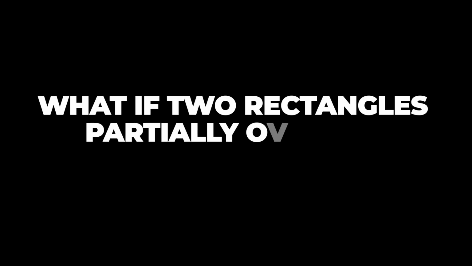What if two rectangles partially overlap in a square? What if edges do not touch? Here's the beauty. A square is either fully covered or not. We don't care how many rectangles cover it, just if any do.